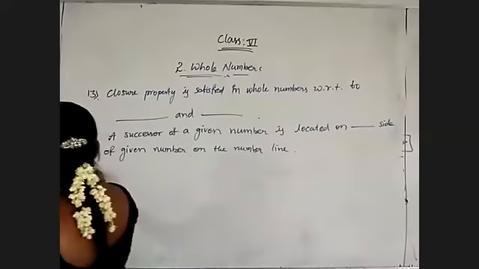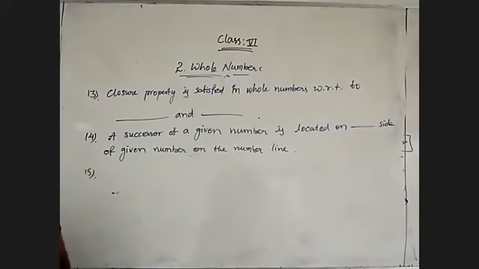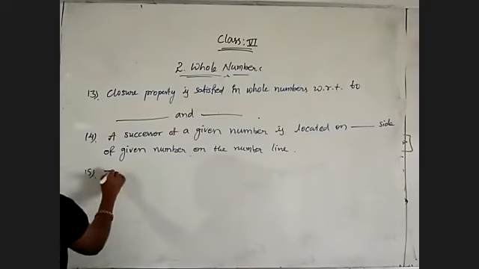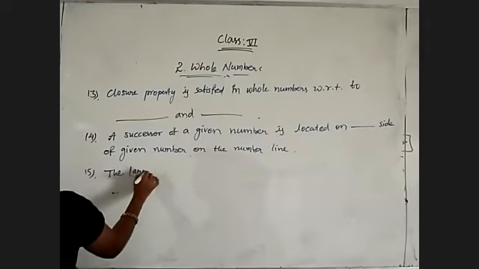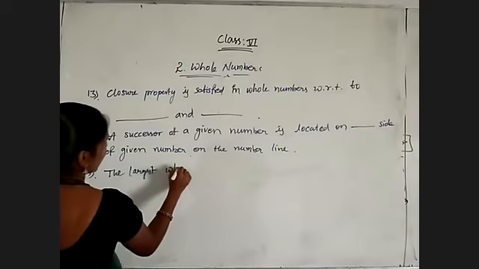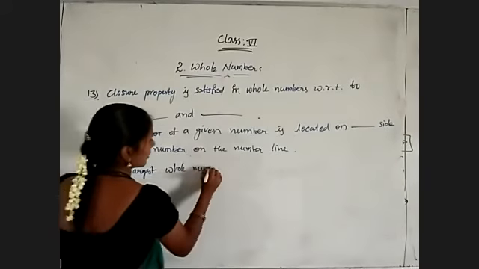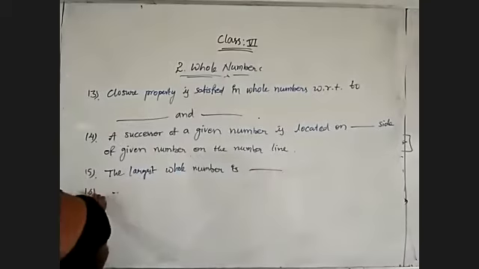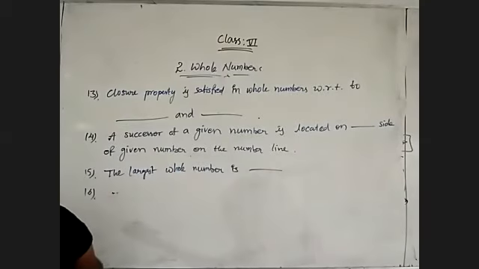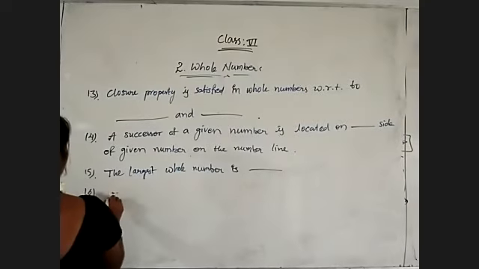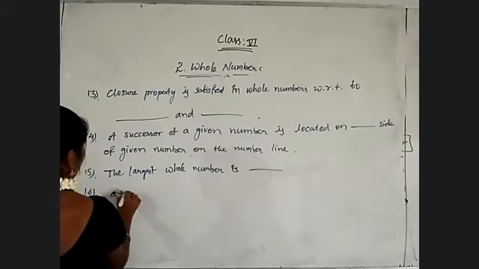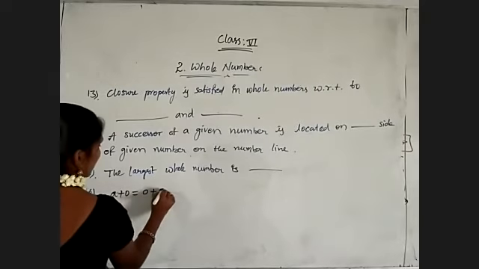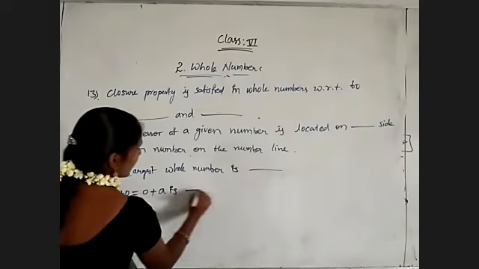And my next question is, the largest whole number is dash. And next question is, the property represented by a plus 0 is equal to 0 plus a. A plus 0 is equal to 0 plus a is dash property.